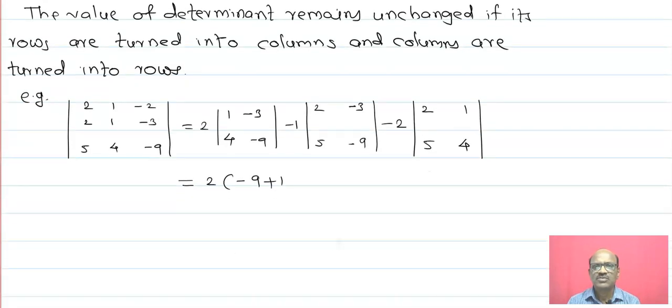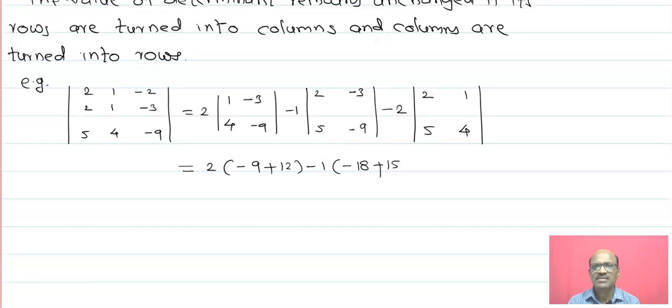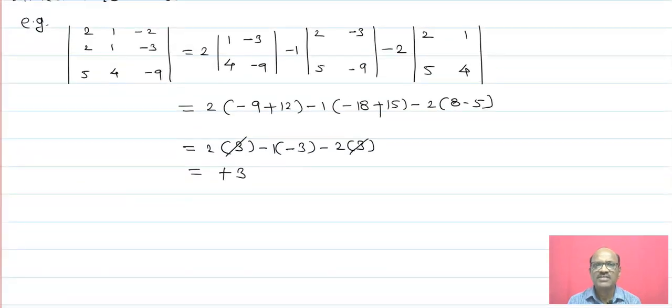That is 2 in bracket, minus 9 plus 12, minus 1 in bracket, minus 9 plus 15, and the last element is minus 2 in bracket 8 minus 5. Therefore, 2 into 3, minus 1 in bracket minus 3, minus 2 into 3, and overall we are getting the value of that determinant as plus 3. Now see this next.